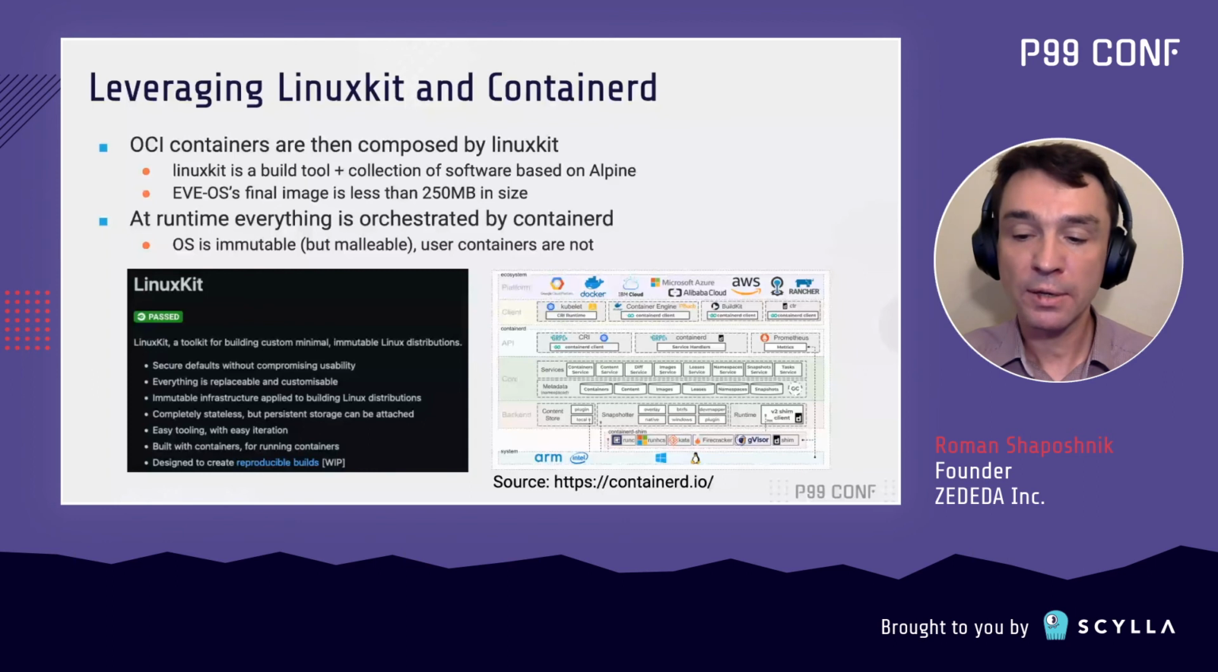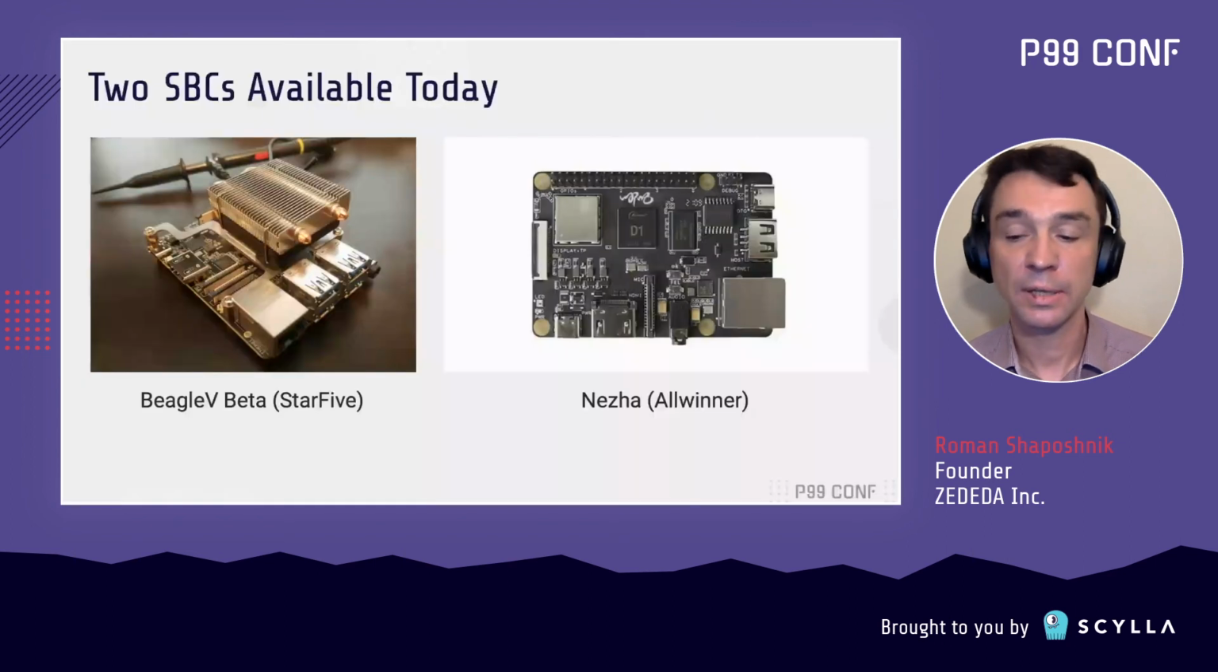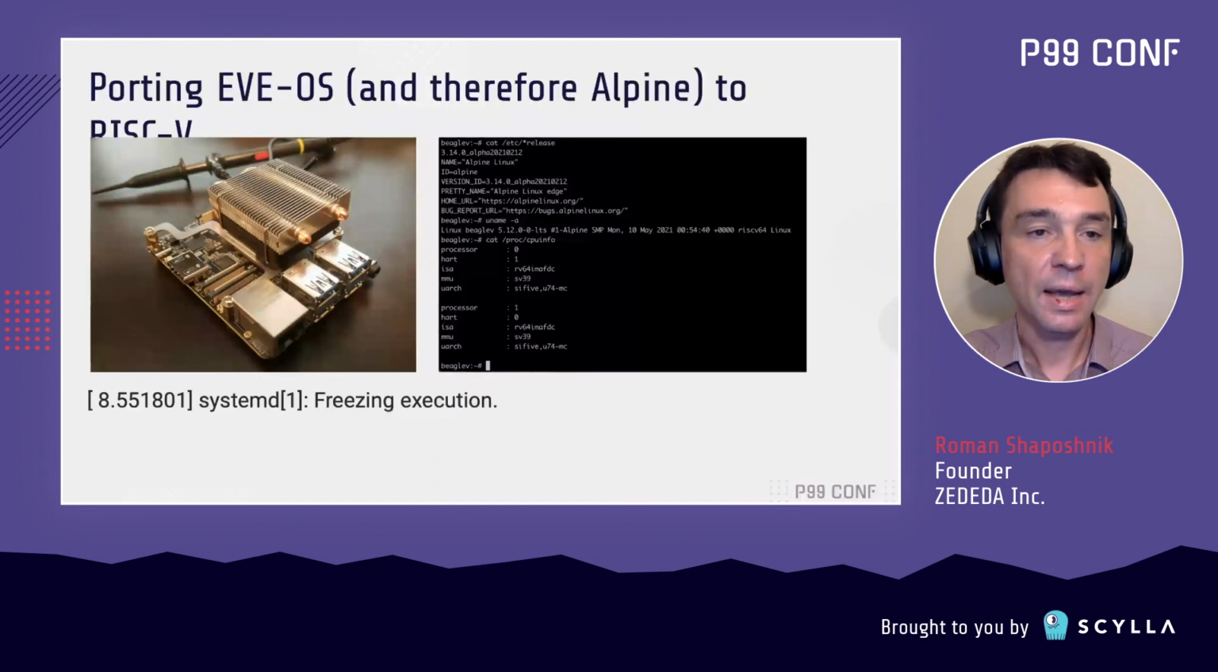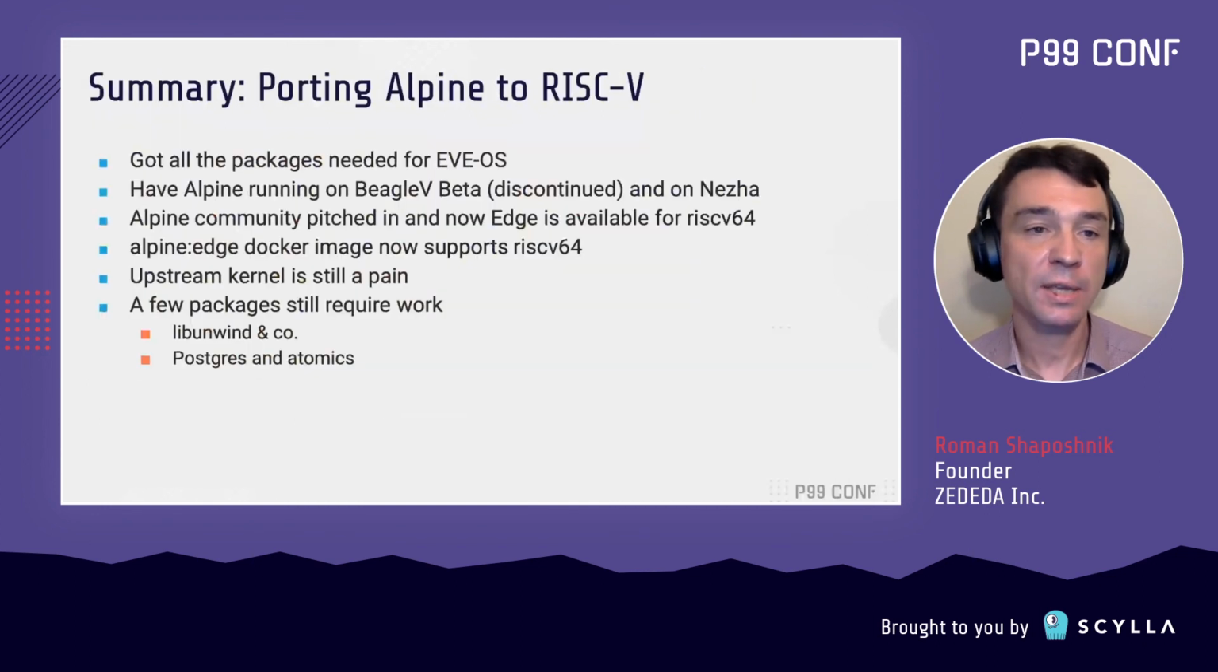Now, just a few quick notes on porting to RISC-V. We started, as Katie said, with the BeagleBoard beta from StarFive, which is unfortunately nowadays discontinued. Then the second board came, the Nezha from Allwinner, which is still very much available today, and you can actually buy it from AliExpress. The porting was nice, but then the default image immediately froze in systemd during the execution phase. But then Alpine was actually kind of cool, because once it got ported, we got all the packages needed for EVE OS. We got Alpine running on BeagleBoard and Nezha.